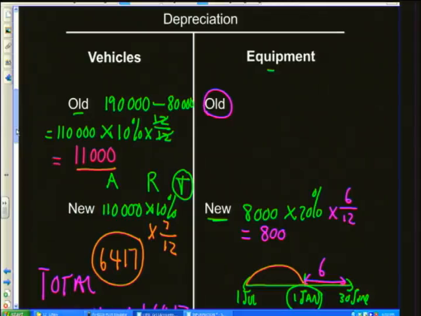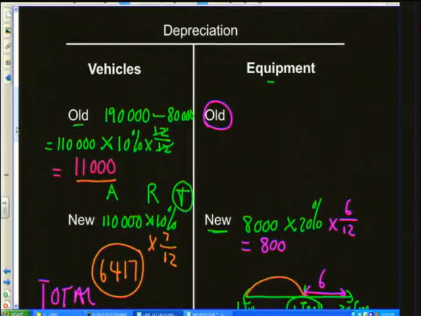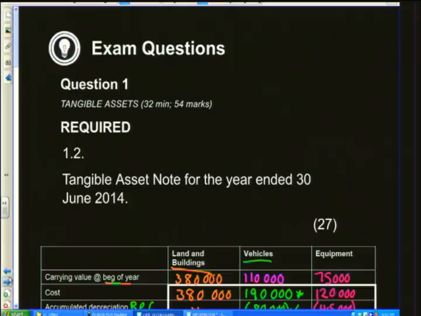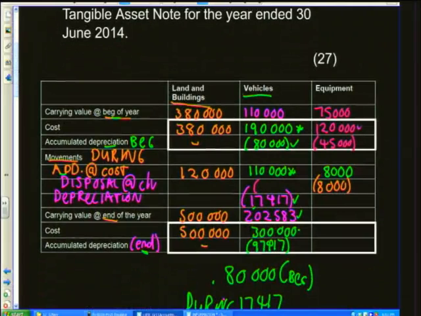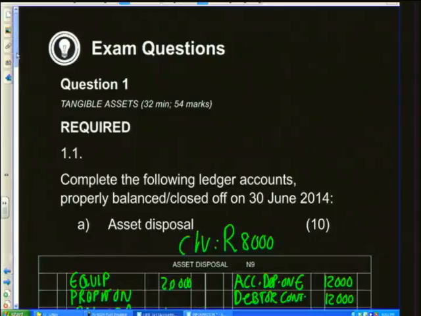Right, and then the final bit to this note, or to equipment, depreciation on my old equipment. Now my old equipment, guys, remember, is going to refer to my balance at the beginning of the year. I need to first remove the asset that I sold, in other words, the disposal, and then calculate my depreciation. So let's do that. Balance at the beginning of the year. We've got it in our note already. So at the beginning of the year, our cost was 120,000. So let's take that through.